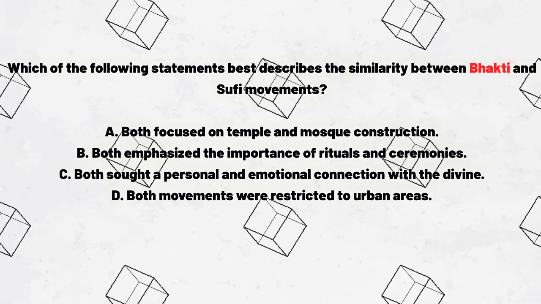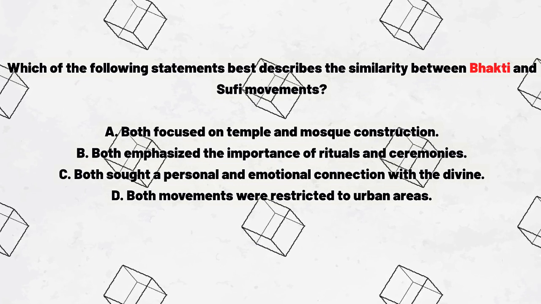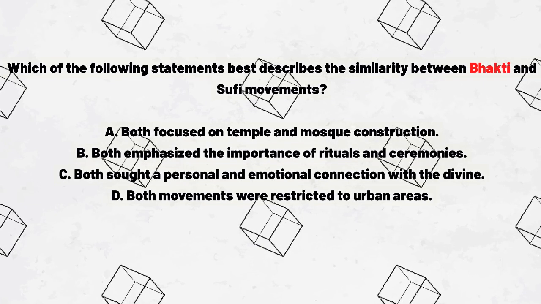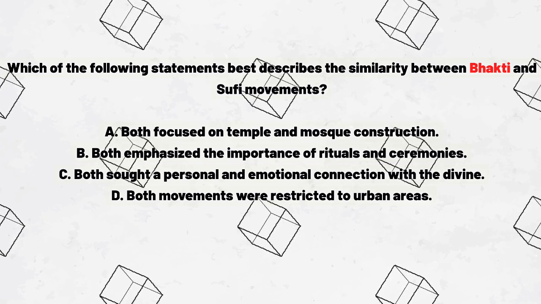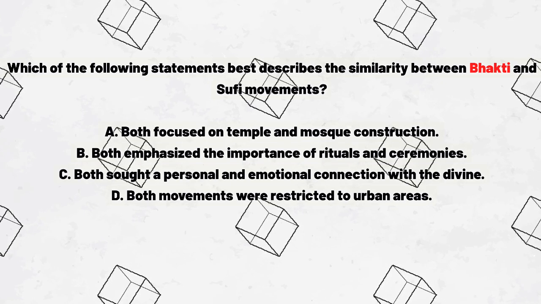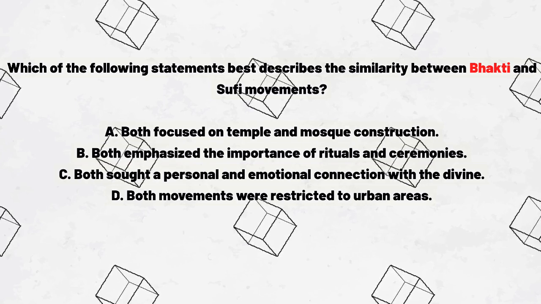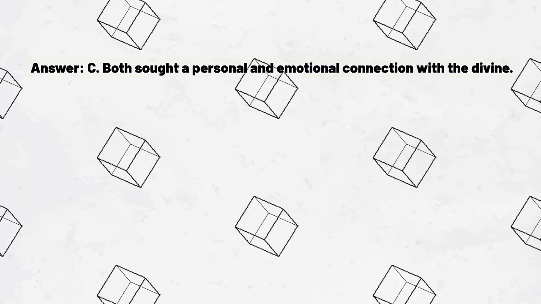Which of the following statements best describes the similarity between Bhakti and Sufi movements? A. Both focused on temple and mosque construction, B. Both emphasized the importance of rituals and ceremonies, C. Both sought a personal and emotional connection with the divine, D. Both movements were restricted to urban areas. Answer: C. Both sought a personal and emotional connection with the divine.